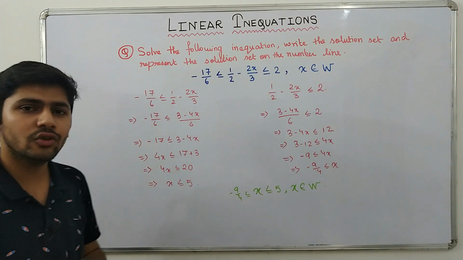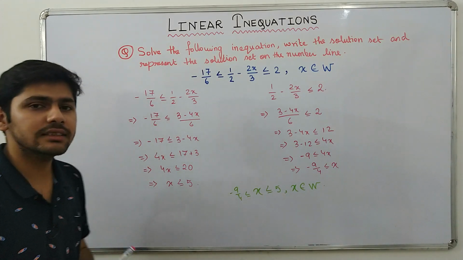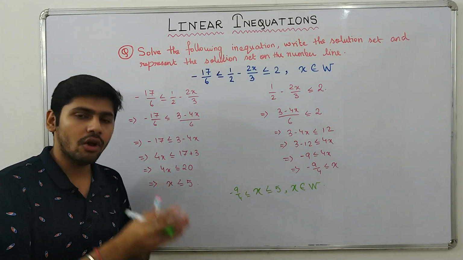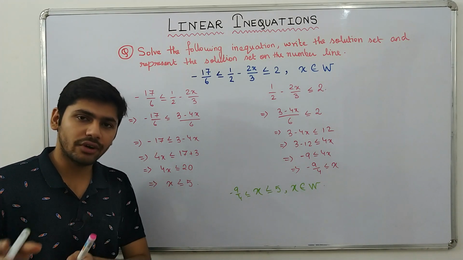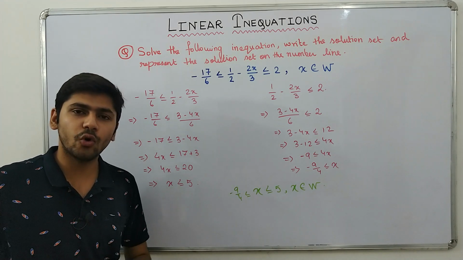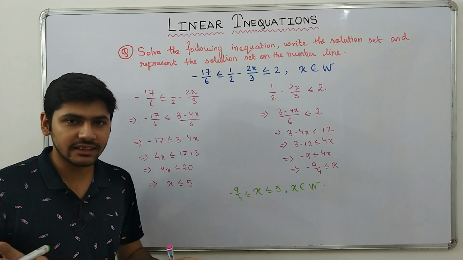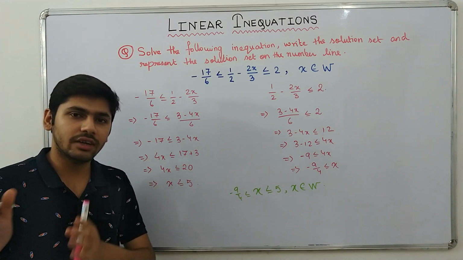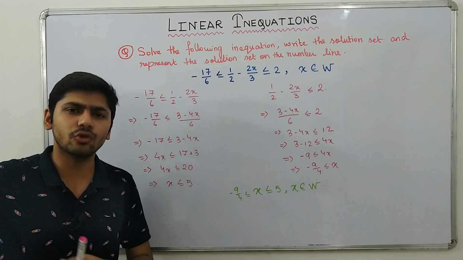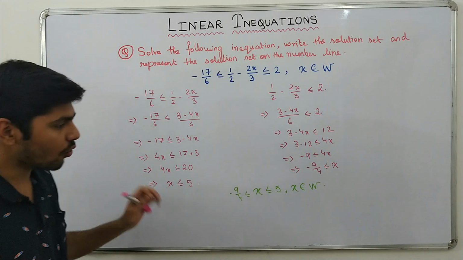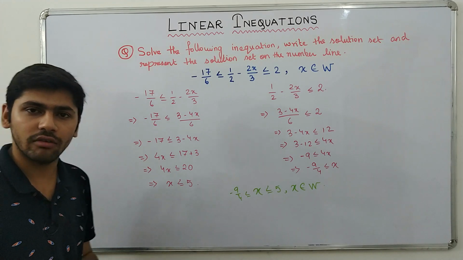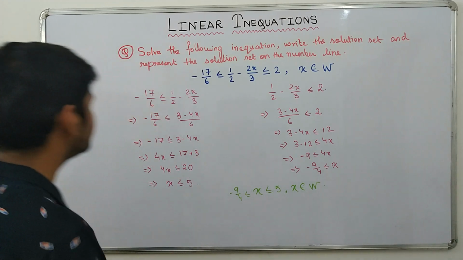Now I hope you guys know what whole numbers are. Whole numbers are the numbers that start from 0. That means 0, 1, 2, 3, 4, 5, and so on and so forth. No fractions, no decimals, just 0, 1, 2, 3, 4, 5, 6, 7, and so on and so forth. So that is whole numbers. So we will have a different way of writing the solution set over here. Let me show it to you.